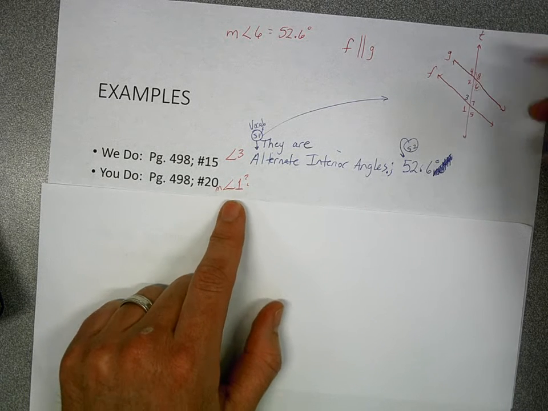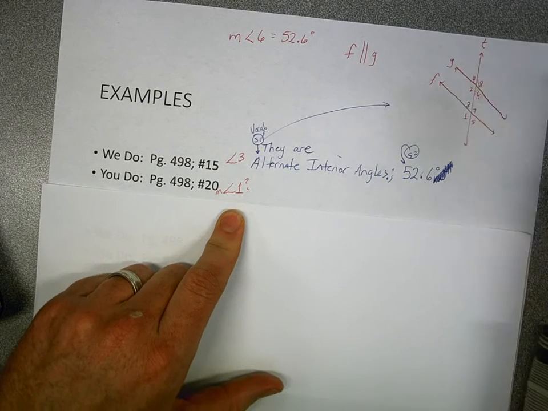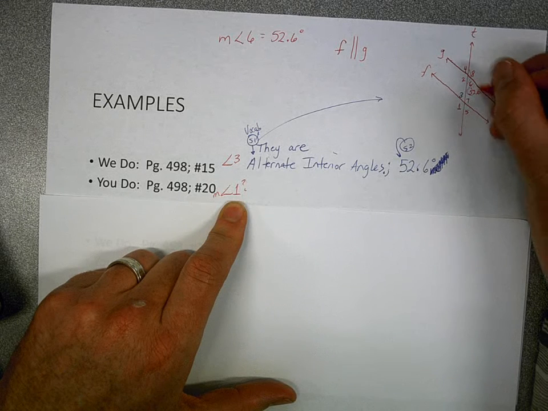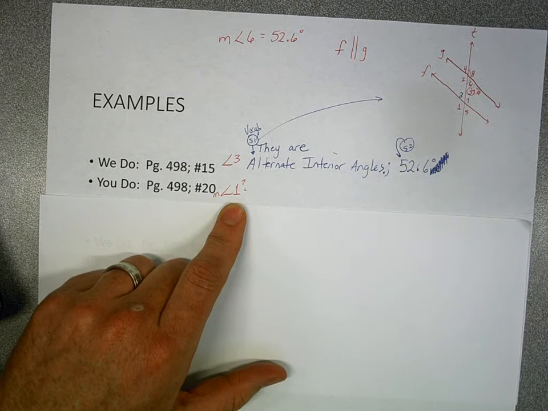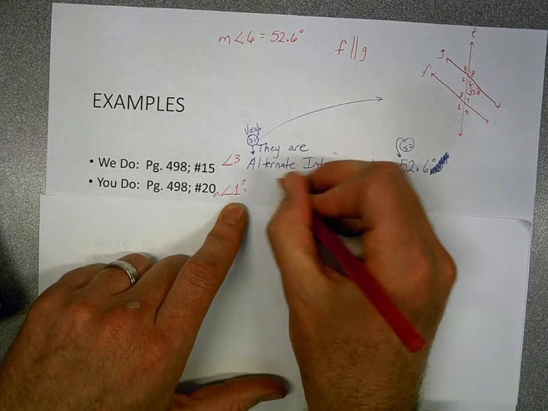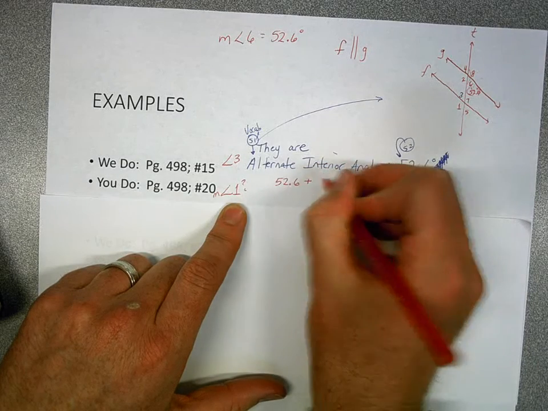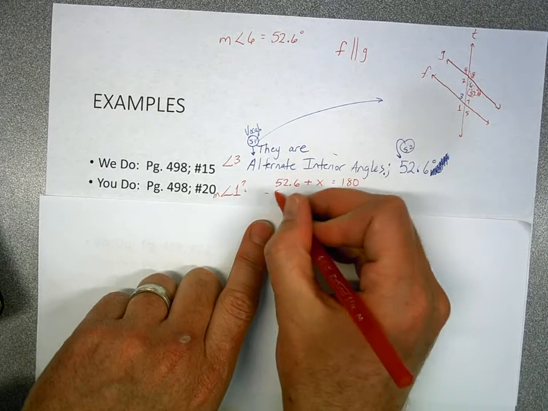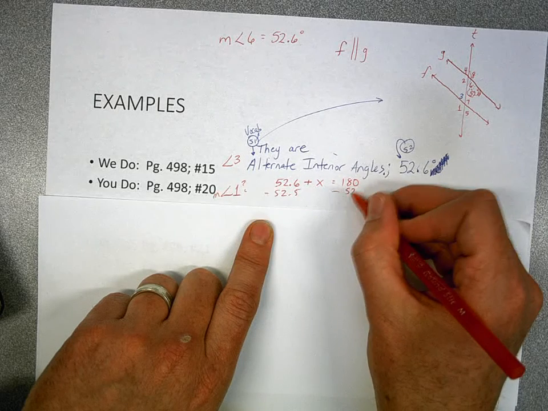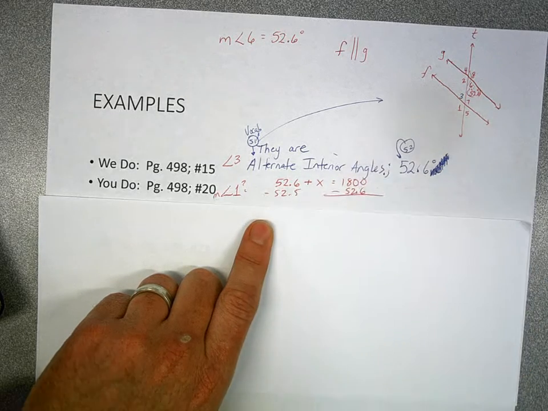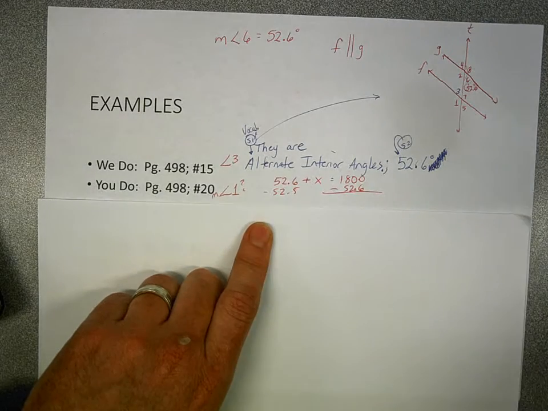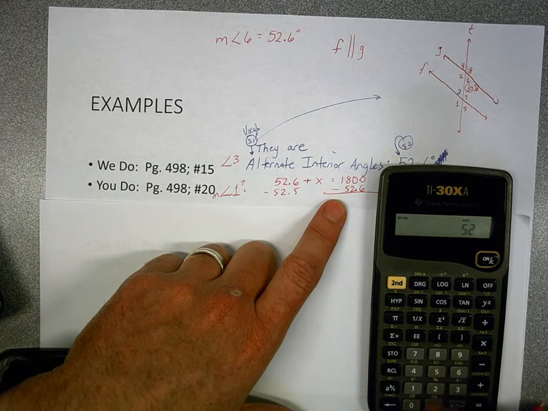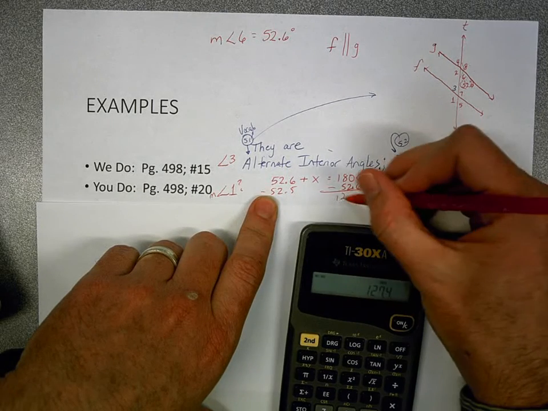So if that's the case, if 6 is 52.6 degrees, to be able to find out what 8 is, wouldn't I have 52.6 plus some number equals 180? Or better yet, more than likely, you guys would have just subtracted 52.6 from 180 and found the difference in the two. If I grab my calculator, 180 minus 52 and 6 tenths, and I get 127 and 4 tenths degrees.